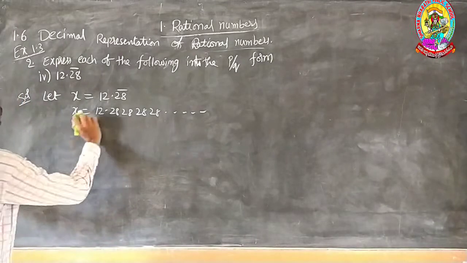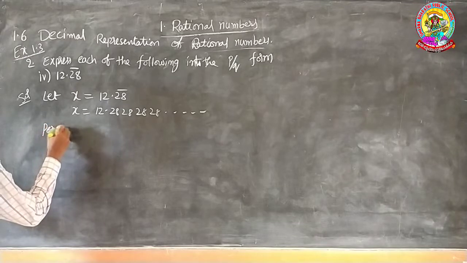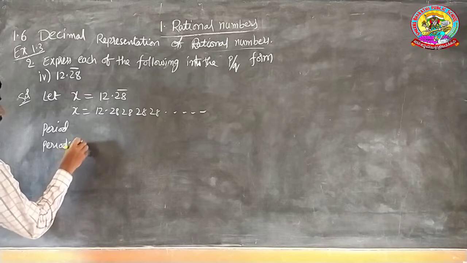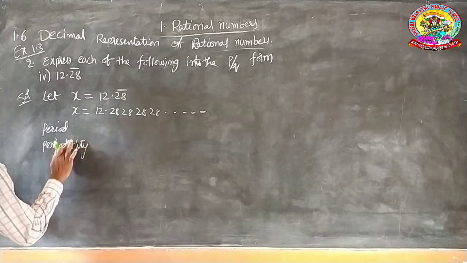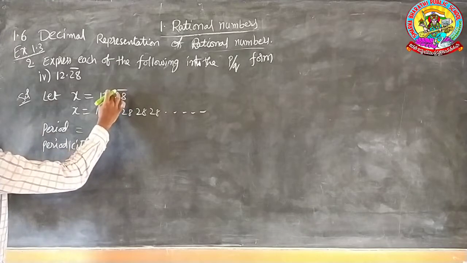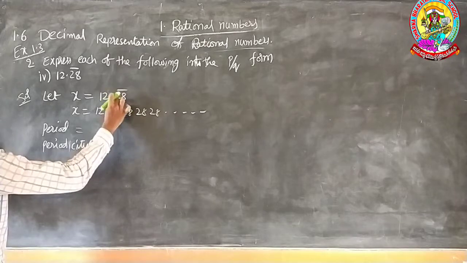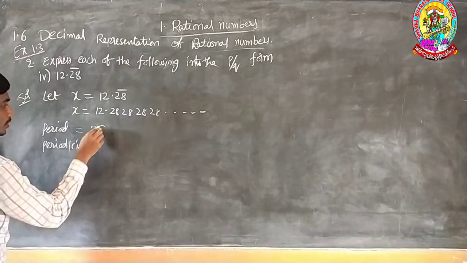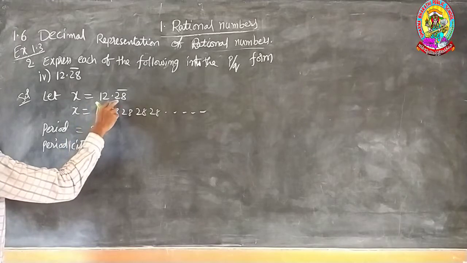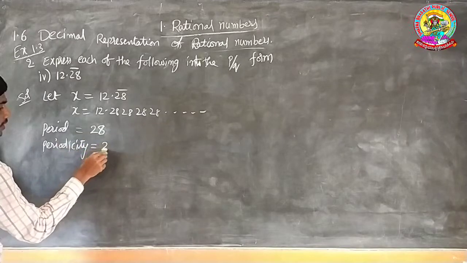Then find the period and periodicity. The period means which digits are repeating. Here 28 is repeating, so the period is 28. Periodicity means how many digits are repeating in the period. 2 digits are repeating in the period, so the periodicity is 2.